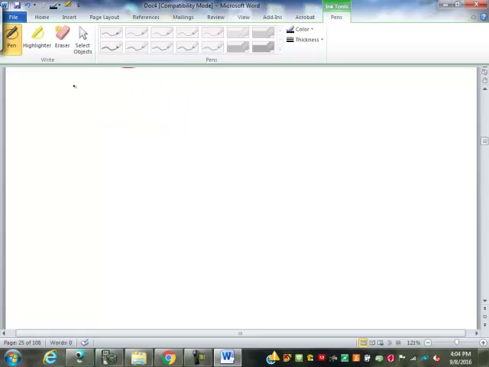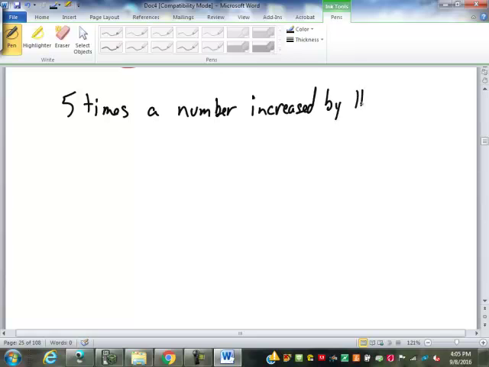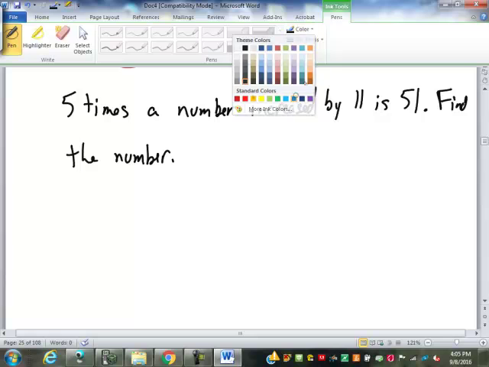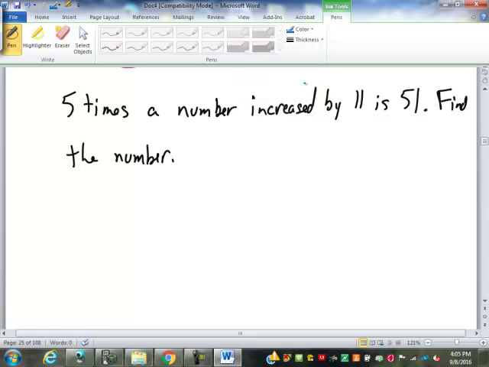If I tell you that 5 times a number increased by 11 is 51, find the number. All that's asking me to do is write the equation and then solve it.